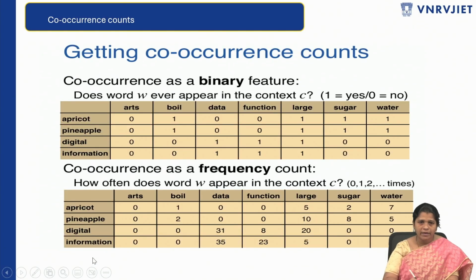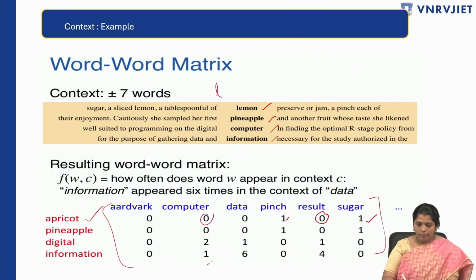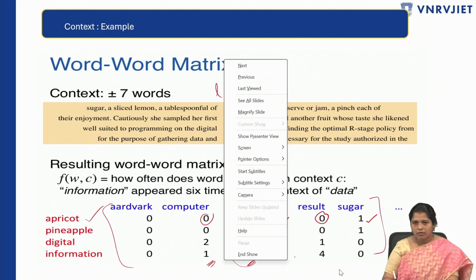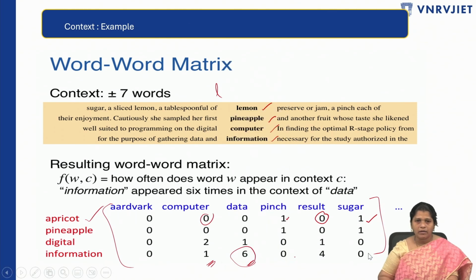Similarly, I have the word information, which is being mapped to the computer terms as well as to the data where we have more usage. Maybe I cannot map it to the pinch of salt or sugar and all. So likewise, first we can write a function of mapping between the words with respect to the context. So these are the word to word mappings with respect to the context of the usage of the terms.